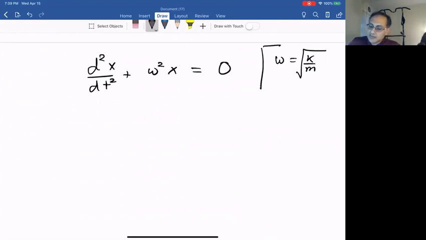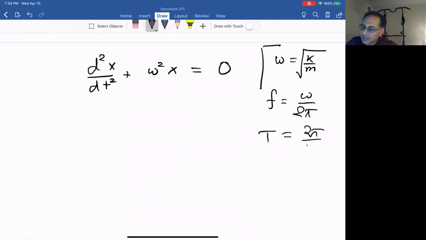This is a review of what we did in the last chapter. Omega is related to the frequency: frequency is equal to omega divided by 2 pi. And omega is therefore also related to the time period. The time period is 1 over the frequency, which is 2 pi divided by omega. So omega is a constant which just tells you how rapidly the system is oscillating.